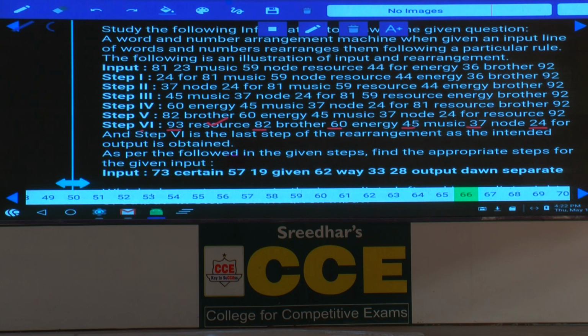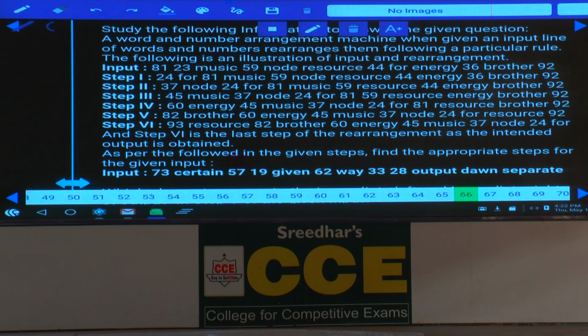And step 6: resource, brother, energy, music and note. What is the order they have followed in this one? Now R, B, E, M, N, F. Any answer to this one here? Now if you observe here, the number of letters in these words. In this resource, how many letters are there? 8. Next one is how many? 7. Next one we have 6 letters. Next one 5 letters. Next 4 and 3. Now these words are arranged according to the number of letters in the given word, in the descending order of the number of letters in the given word.